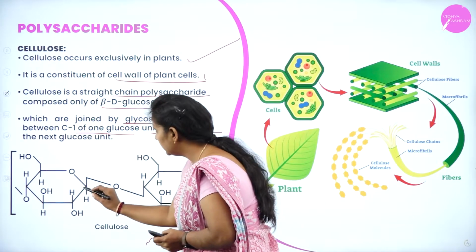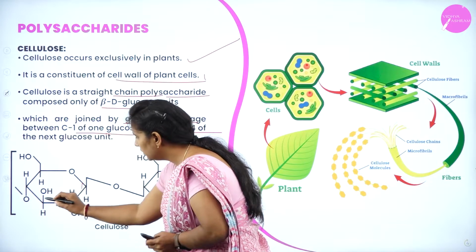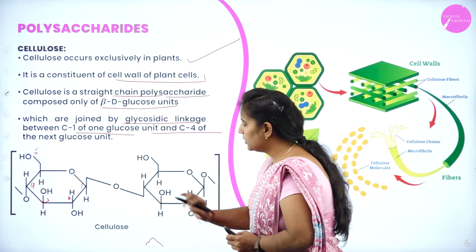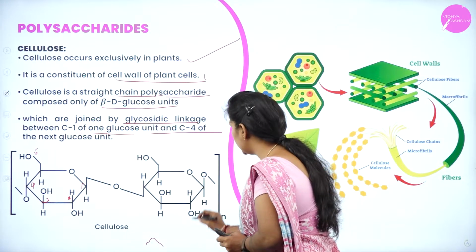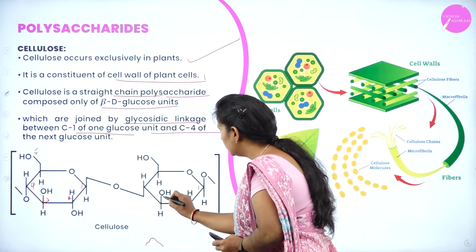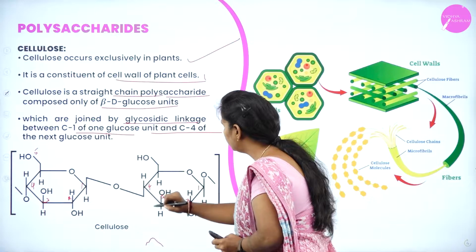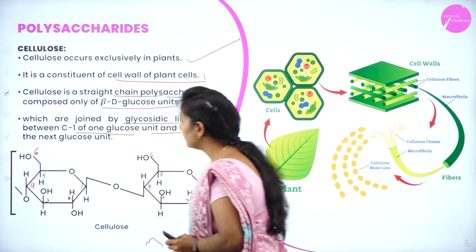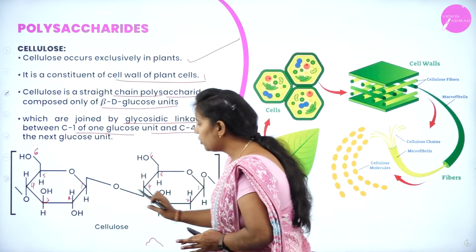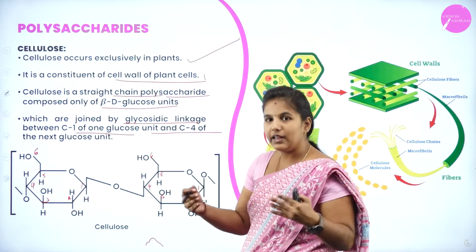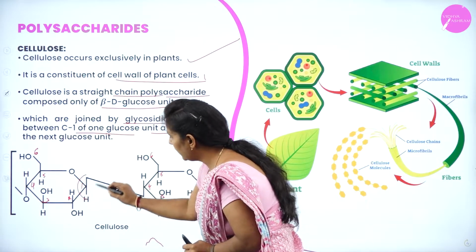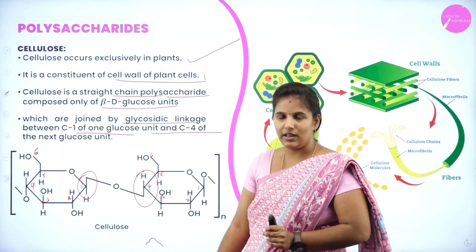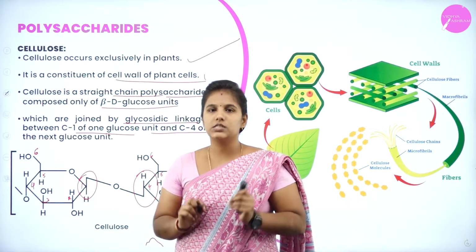Here you can see that this is carbon 1, 2, 3, 4 and 5. So this is one glucose unit and you can see that 1, 2, 3, 4 and 5 and 6. This is 5 and this is 6. You can see that these two are glucose units and they are linked together at carbon 1 and at carbon 4 by forming a glycosidic linkage, and it will be known as cellulose.